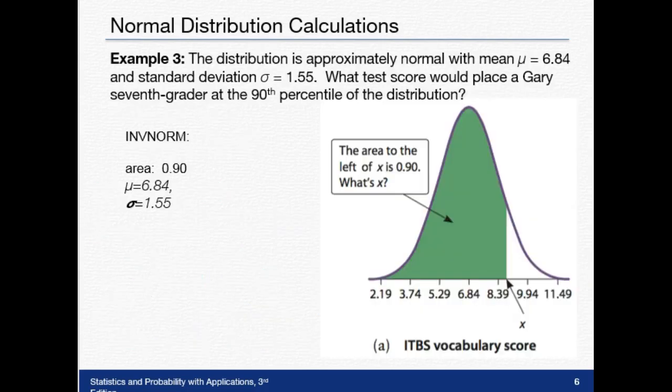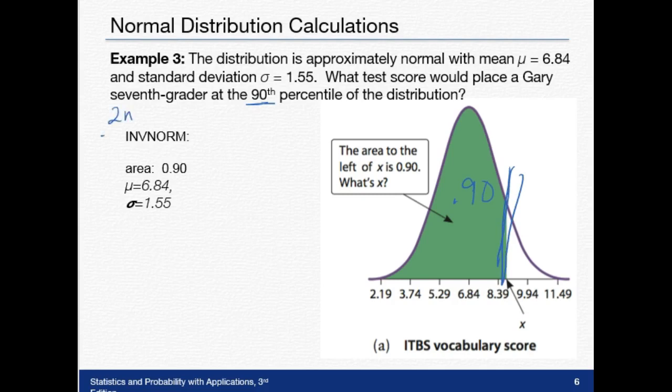Last example. Right, same thing. Distribution is approximately normal with a mean of 6.84 and a standard deviation of 1.55, but the question now says, what test score would place Gary, a 7th grader, at the 90th percentile of the distribution? So 90th percentile means that 90% of the area is below that mark right there. Okay? So this is going to be a little bit different.